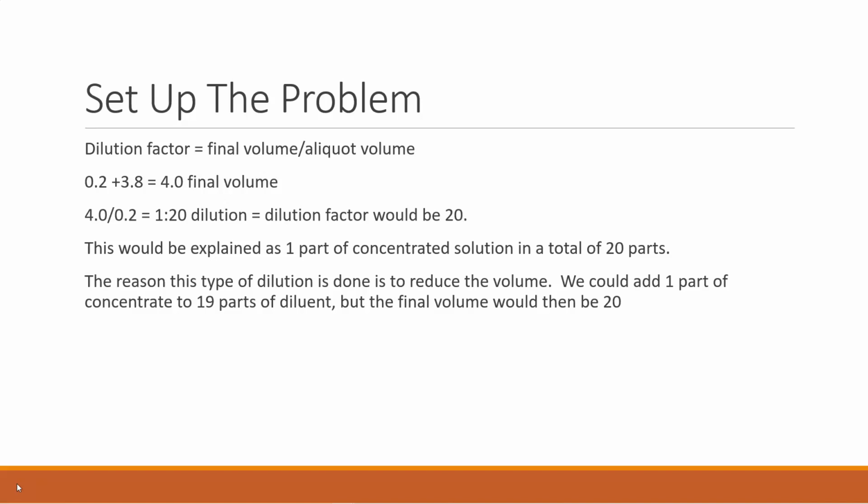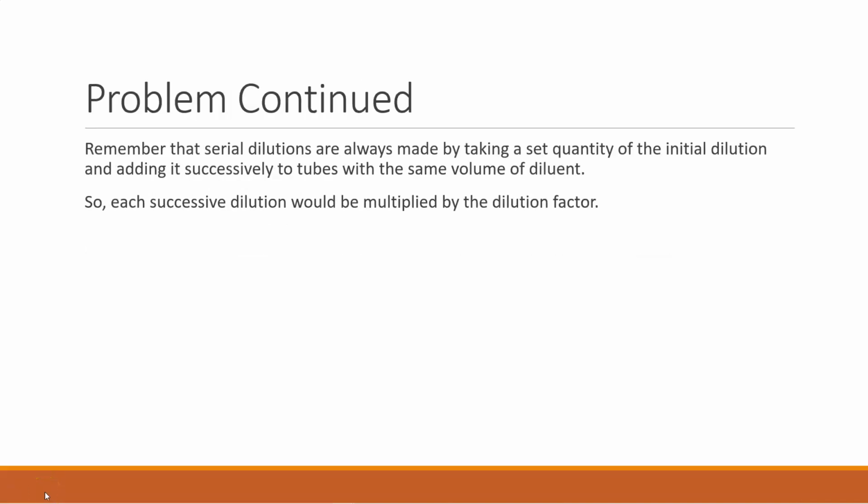And if we're talking about milliliters, that would be a pretty darn big tube, versus having a total volume of 4, which would require a much smaller tube, and it's just a lot easier to deal with. I know you're going to get very tired of me saying this, but it's so important that you remember that serial dilutions are always made by taking a set quantity of the initial dilution and adding it successively to tubes with the same volume of diluent. So each successive dilution would be multiplied by the dilution factor.